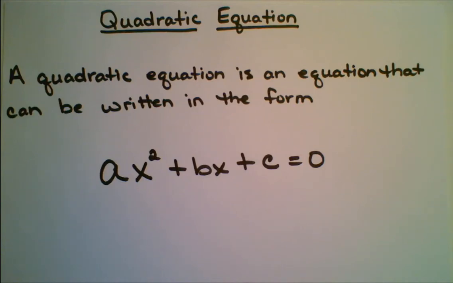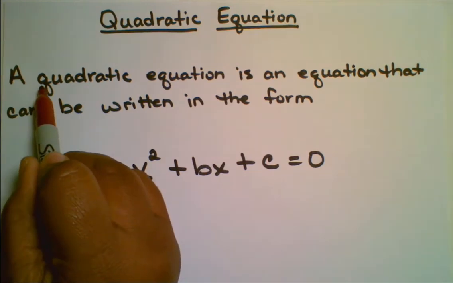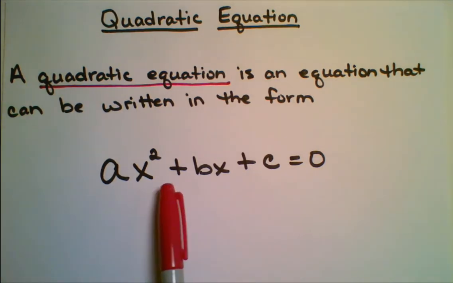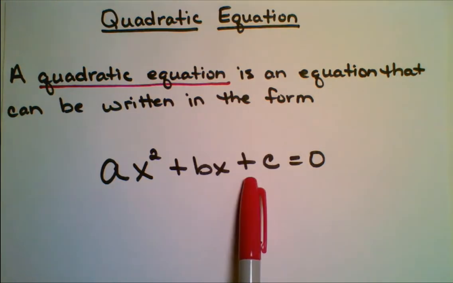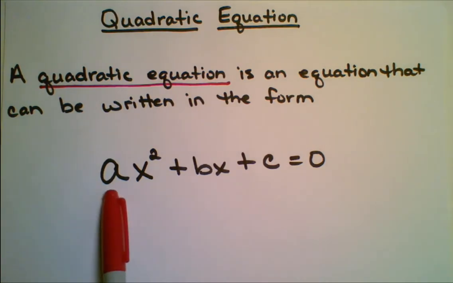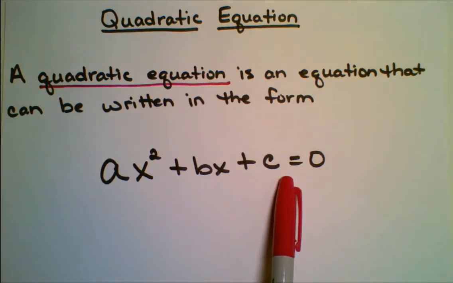All right, so in this section, we're going to be looking at how to solve a quadratic equation by factoring. So before we look at that, let's look at the definition for what's a quadratic equation. A quadratic equation is an equation that can be written in the form of ax squared plus bx plus c equals 0. Meaning we can plug some numbers in for a, b, and c.